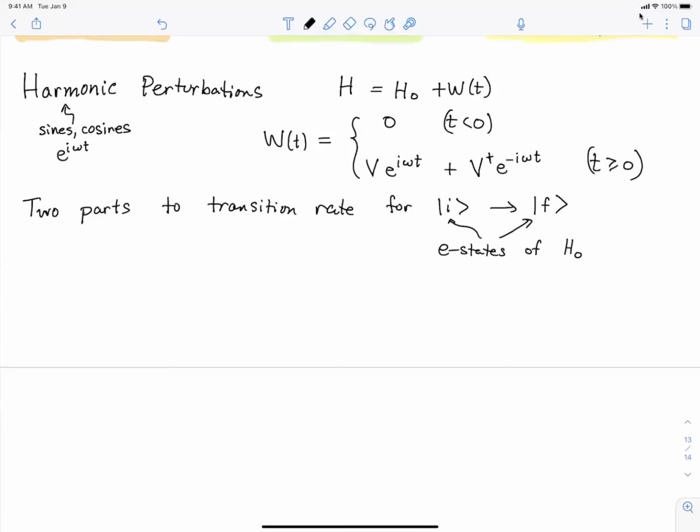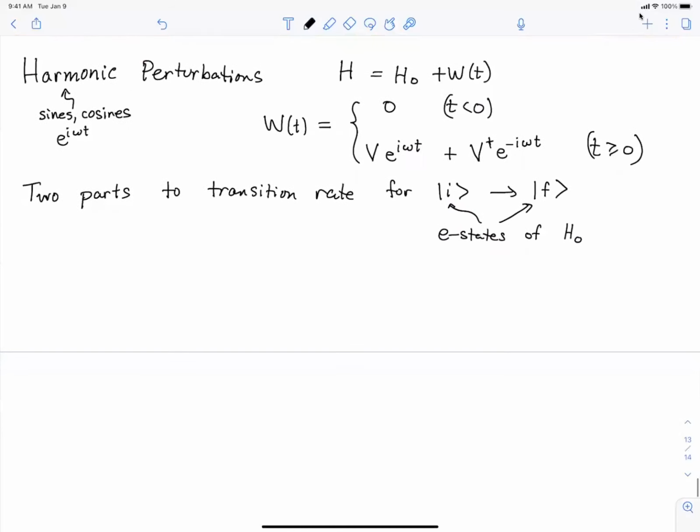So just to have something in mind, our unperturbed Hamiltonian might be, for example, the Hamiltonian that describes electrons in an atom, maybe the hydrogen atom, to make things simple. But then something comes along and disturbs it, maybe an electromagnetic wave.